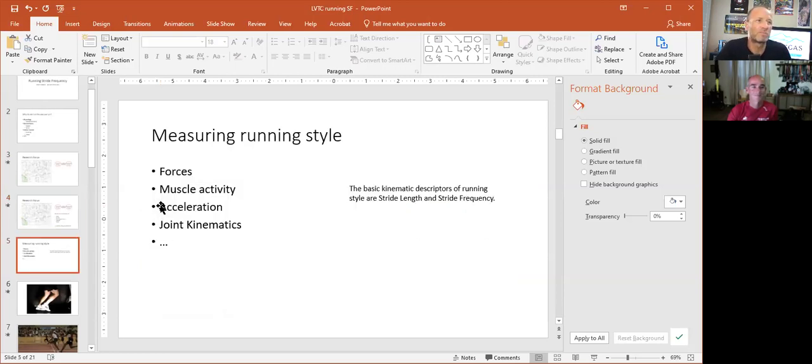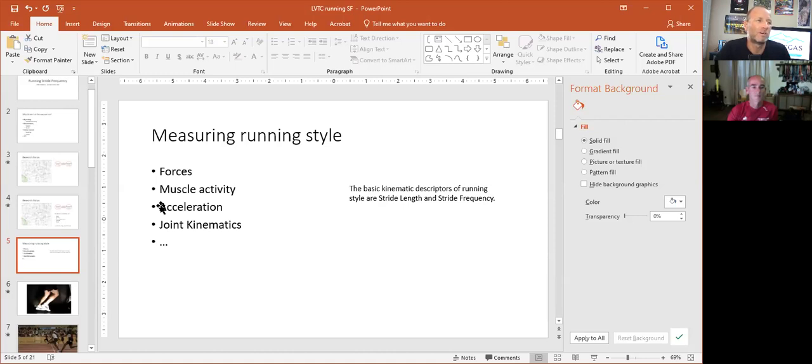All right, so how do we measure running style? Like I said, we started off saying you can pick someone out just by their running style. Well, we look at forces, so a push or a pull that tends to move something, like pushing on the ground, or muscle force. We look at muscle activity. That's how active a muscle is. And so we put sensors on the muscles, much like an EKG, but instead of looking at electrical activity of the heart, we look at electrical activity of the muscle.